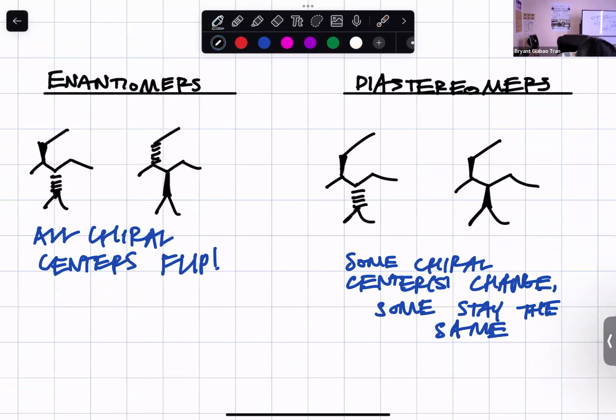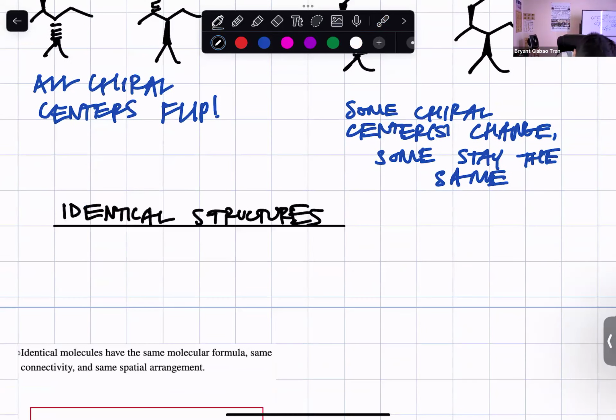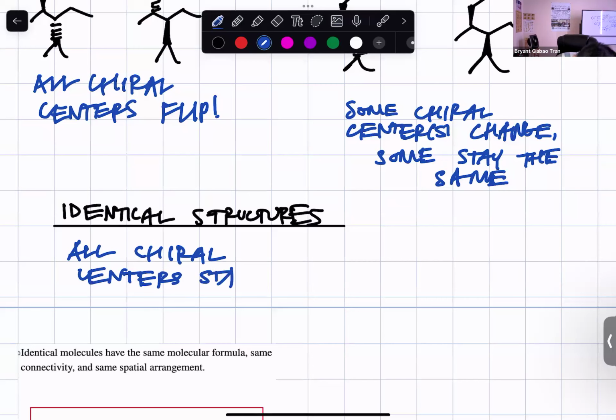Identical structures would be if all the chiral centers stay the same. All chiral centers stay the same. So for example, if we have this structure, we could flip it around to get this structure right here.